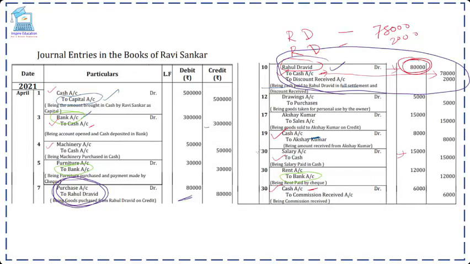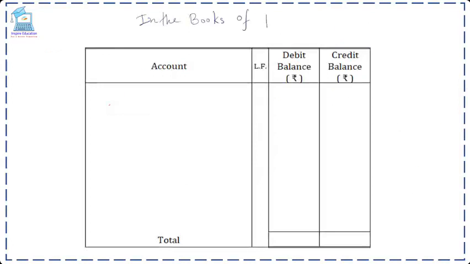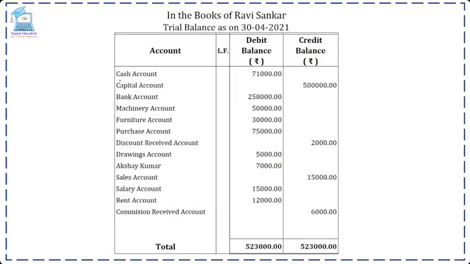Okay, Ravi Shankar, no? So in the books of Ravi Shankar, trial balance as on a particular date, we are preparing the trial balance. So the first entry was like we have prepared the ledgers. First ledger we have prepared was cash and capital. So first entry was cash.